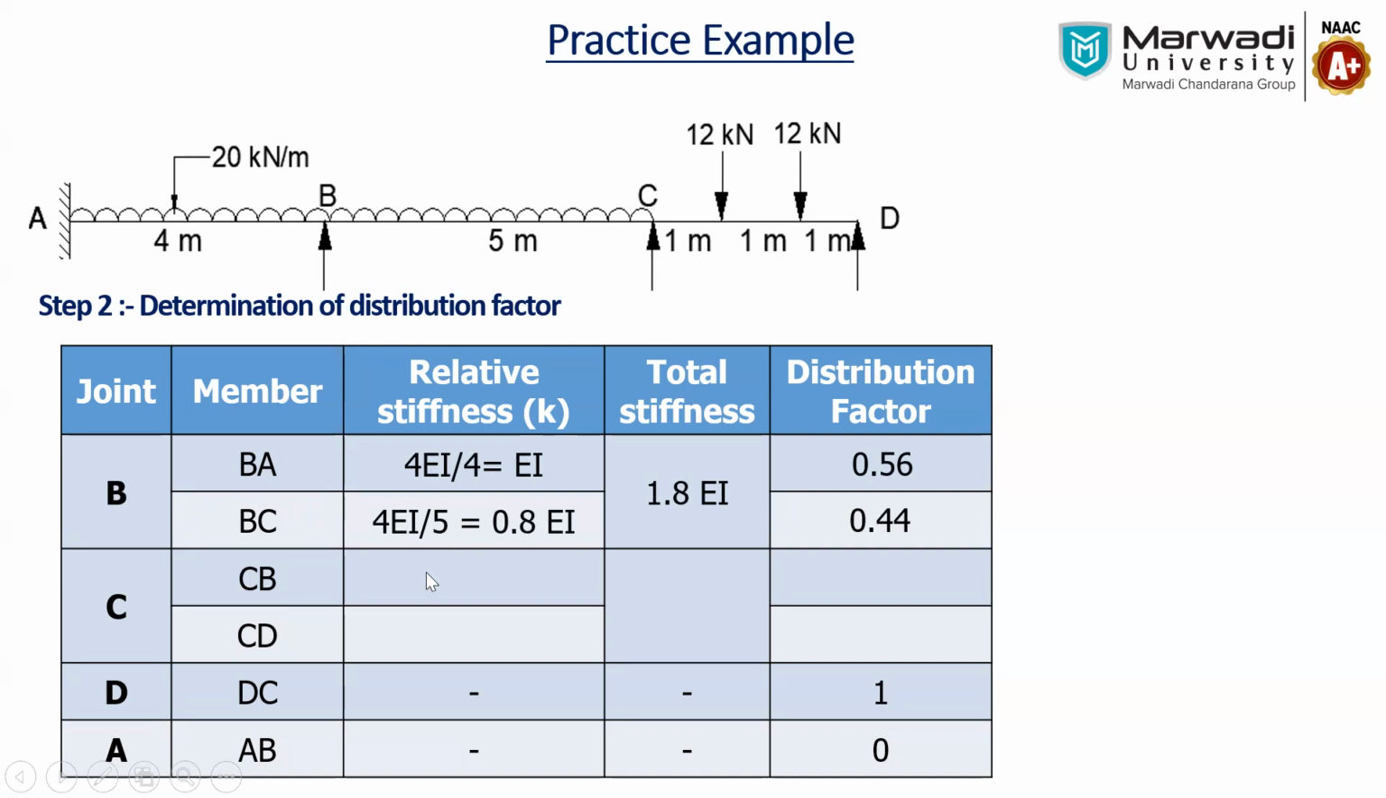CB, if we talk, the far end is B, which is an intermediate support. So here again it's 4EI by 5, and the CD end support is a simple support. So what is the stiffness? 3EI by L, so 3EI by 3, that is 1. So again the summation is 1.8, and the individual stiffness ratios will be 0.44 and 0.56. We have to apply these distribution factors in the form of a table.